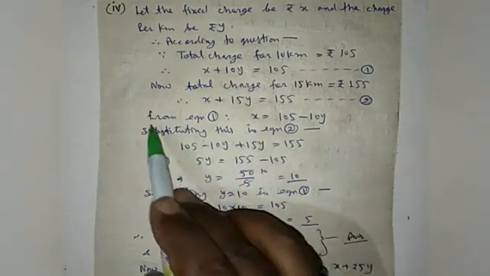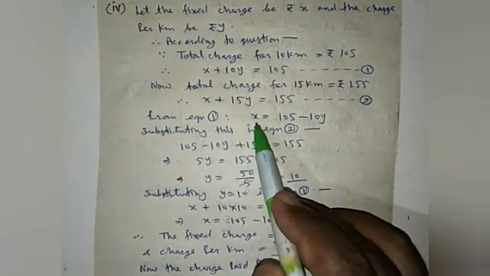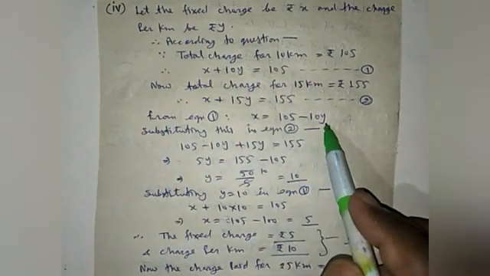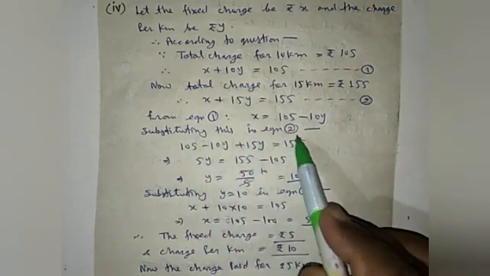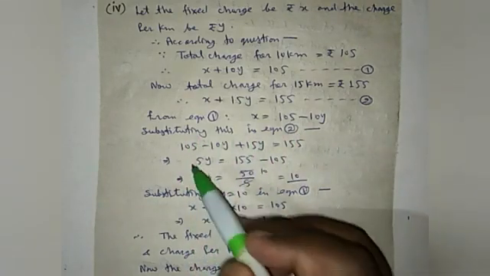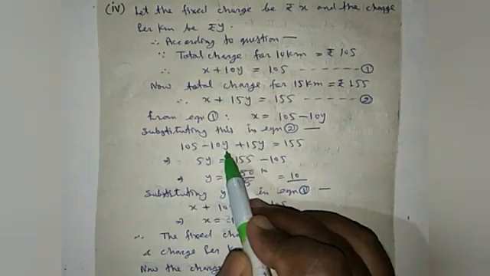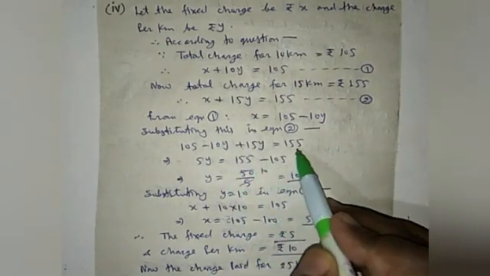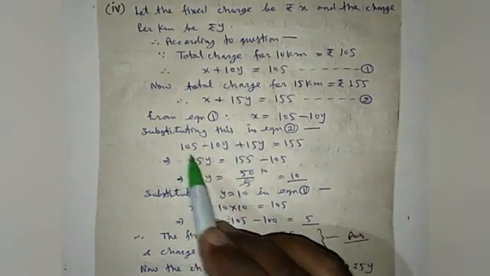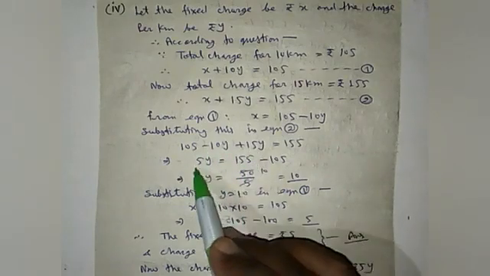Equation number 2. Now from equation 1, X is equal to 105 minus 10Y. Substituting this in equation 2, we have 105 minus 10Y plus 15Y equals 155. So here minus 10 plus 15 is 5.